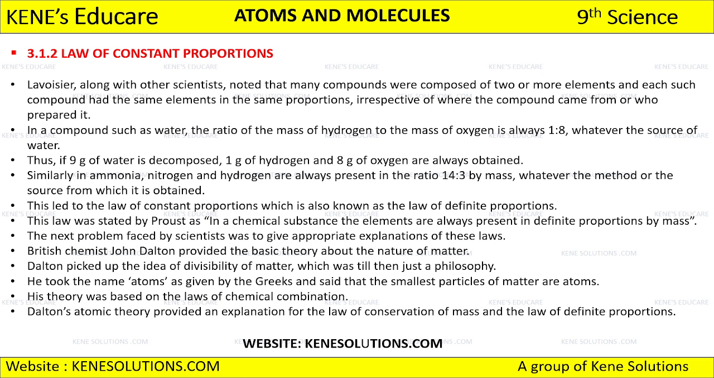When it comes to compounds such as water, the ratio of the mass of hydrogen to the mass of oxygen is always 1 is to 8, right? So it means 9 grams of water, when we decompose it, is formed of 1 gram of hydrogen and 8 grams of oxygen. That is how we get these 9 grams of water. Okay.